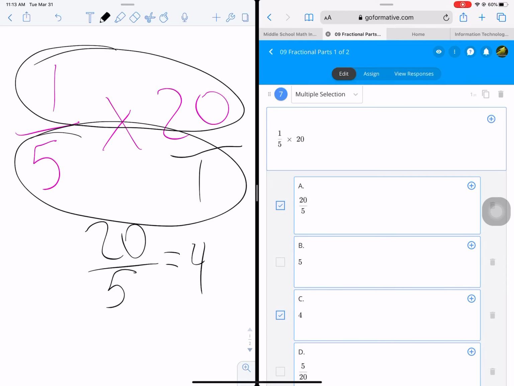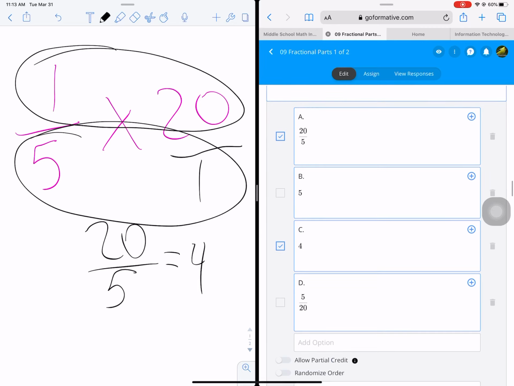So that's what this is saying, and that's why there are 2 answers selected. You'll notice that 4 is selected, but look what else is selected. And so that's why both of those answers will work when you're doing this.